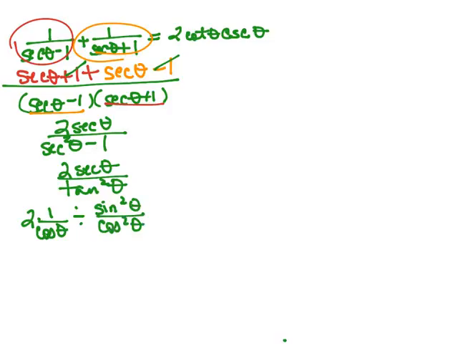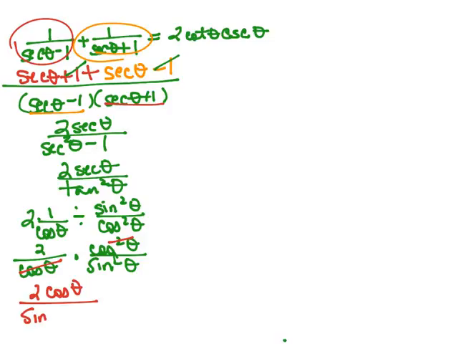And when we divide with fractions, we multiply by the reciprocal of the divisor. So let's flip the second term, and that would be cosine squared over sine squared. And then we have a factor of cosine in both this denominator and this numerator, so we can cancel one of those out, and we'll end up with 2 times the cosine of theta over sine squared of theta.